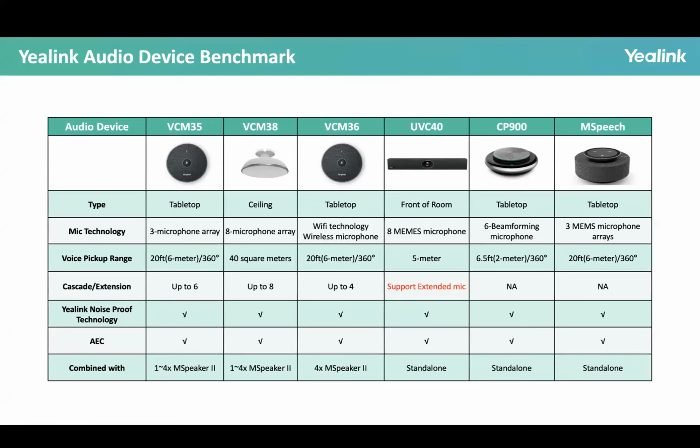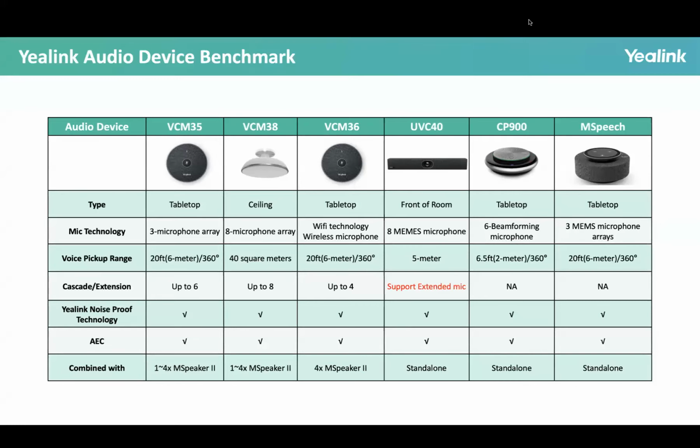And then the VCM36 is the wireless microphone from Yealink. It is built on Wi-Fi 6, so you won't have any latency issues and you don't have to connect any specific dongle to achieve connectivity. The UVC40 is the camera, but it comes with a built-in microphone as well. It has a 5-meter pickup range, and you can extend the microphone with the VCM35 or VCM36. And then on the far right we have the speakerphones.